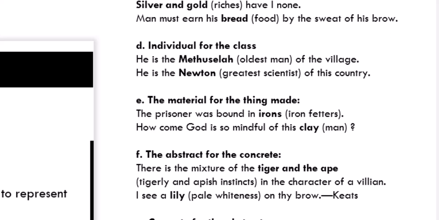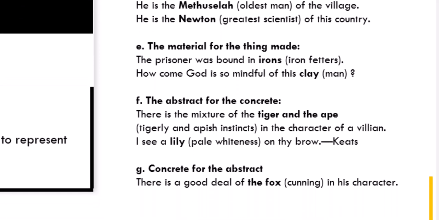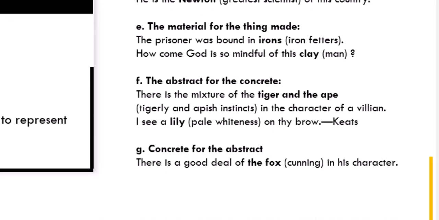The abstract for the concrete. There is the mixture of the tiger and the ape in the character of a villain. Now, the tiger and the ape here has to do with the tigerly and apish instincts of the villain. I see lily on the brow. So here lily has to do with pale whiteness.